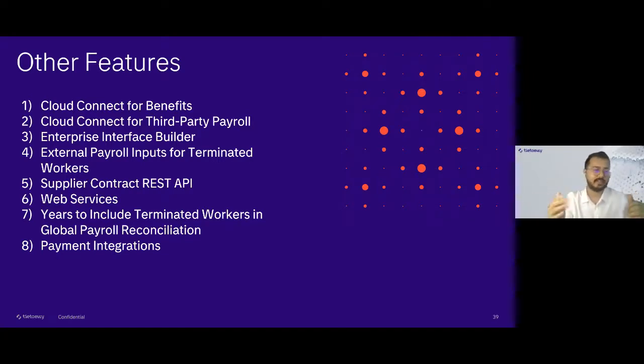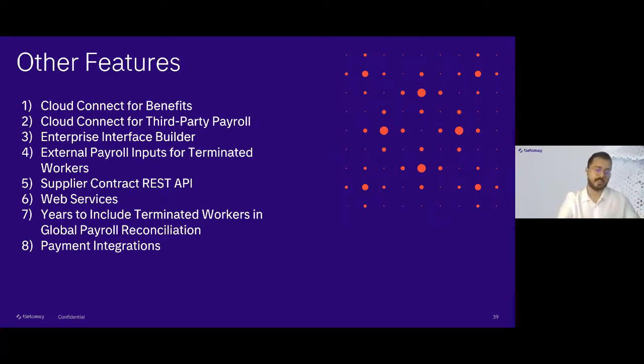So what other features do we have? The first one is Cloud Connect for benefits. Then we have Cloud Connect for third-party payroll. Then we have Enterprise Interface Builder. Then we have external payroll inputs for terminated workers. Then there is Supplier Contracts REST API. There is something in web service. Then there is including terminated workers in global payroll reconciliation. And in the last, we have payment integrations.